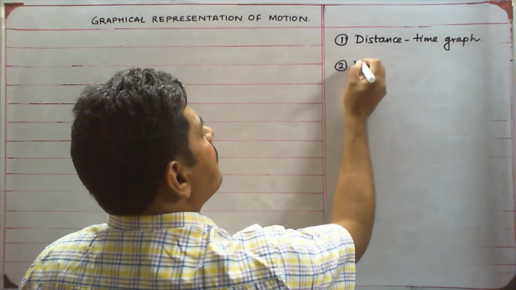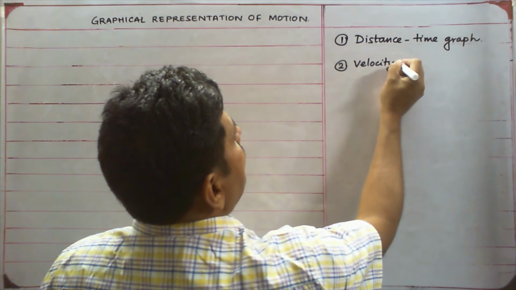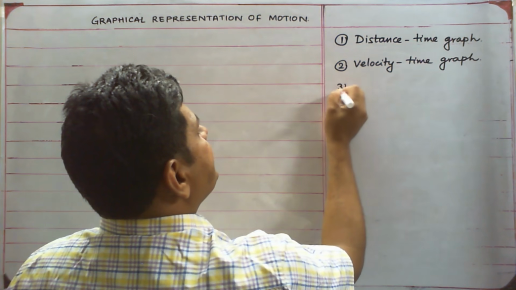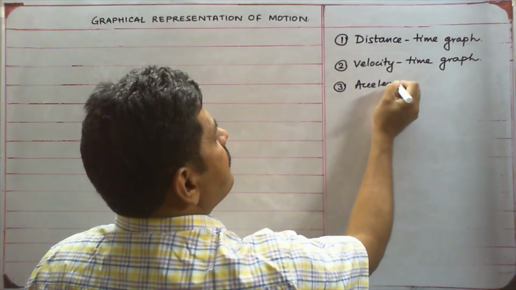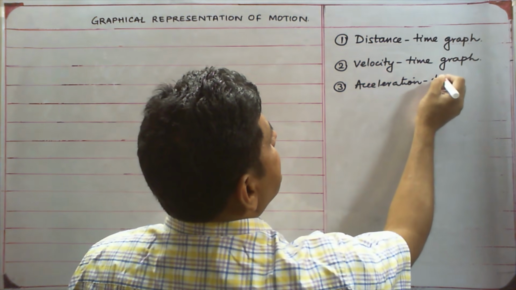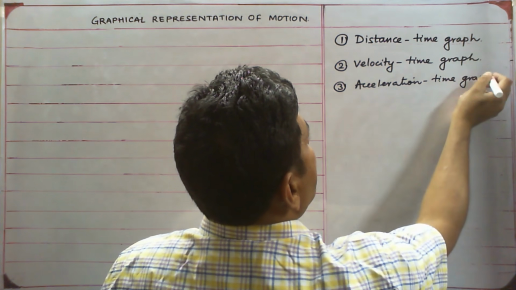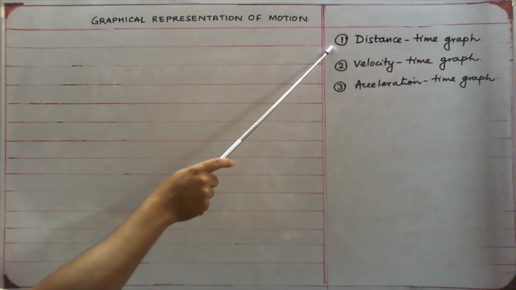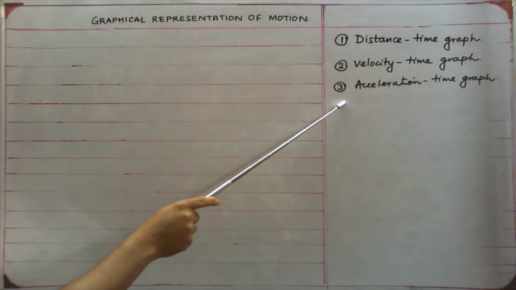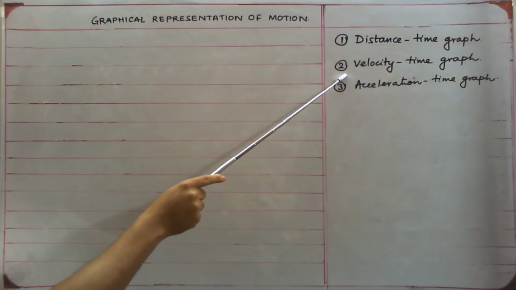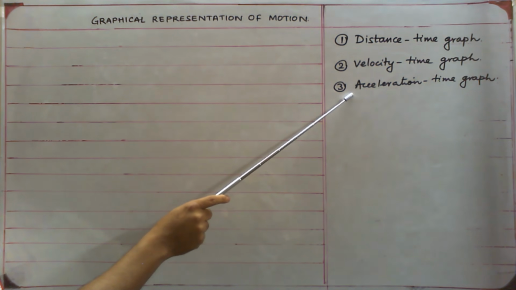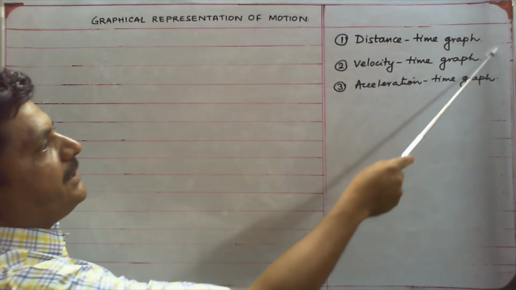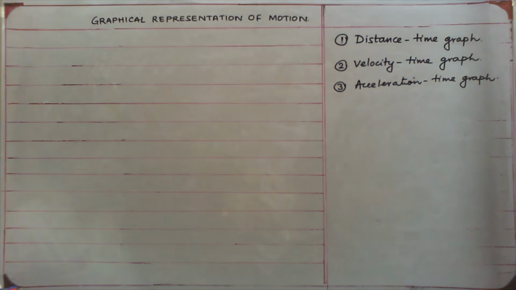The second one is velocity time graph, and the third one is acceleration time graph. One is distance time graph, one is velocity time graph, one is the acceleration time graph. The first and the second are there in class 9. The third one, acceleration time graph, you will be reading it in class 11. So in our discussion, we would be concentrating on these two topics, distance time graph and velocity time graph.